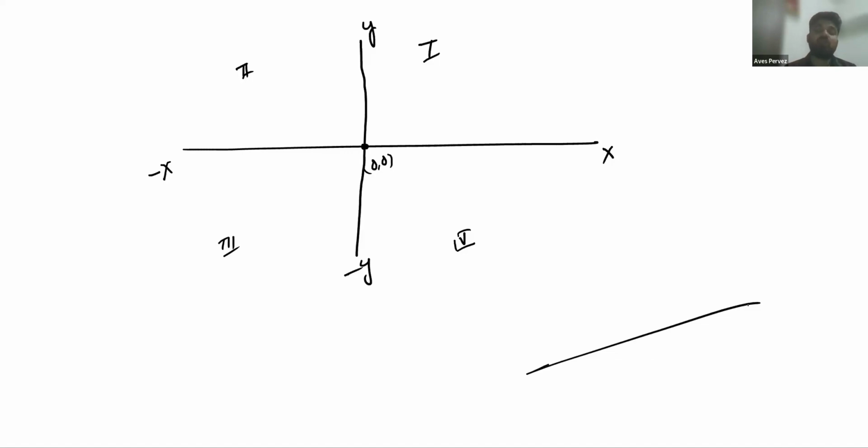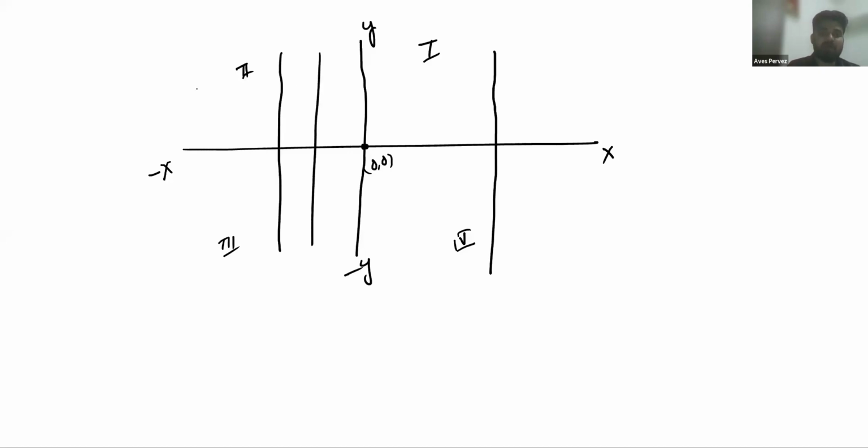it must have some equation. And how many types of lines can you draw in 2D on a copy? Treat this as a copy, and you have drawn the x and y axes. So you can draw a line exactly parallel to the y-axis. It can be here, here, or here, any line. But I'm just talking about the line segment that you can draw.